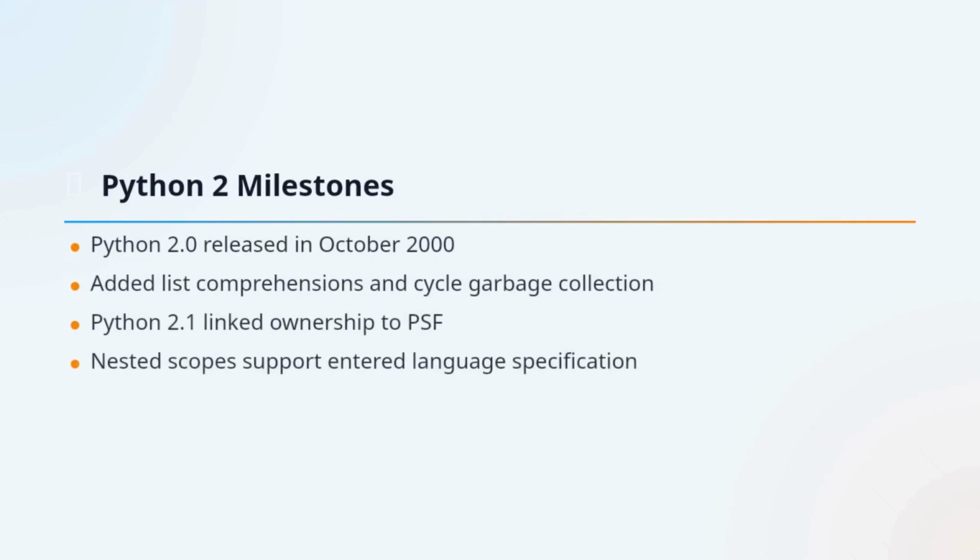Python 2.0, released in October 2000, was a major milestone. It introduced list comprehensions, which made many data processing tasks shorter and cleaner, and it added a garbage collector that could detect reference cycles. Soon after, Python 2.1 connected new code and documentation to the newly formed Python Software Foundation, or PSF. It also brought changes to the language specification, including support for nested scopes.